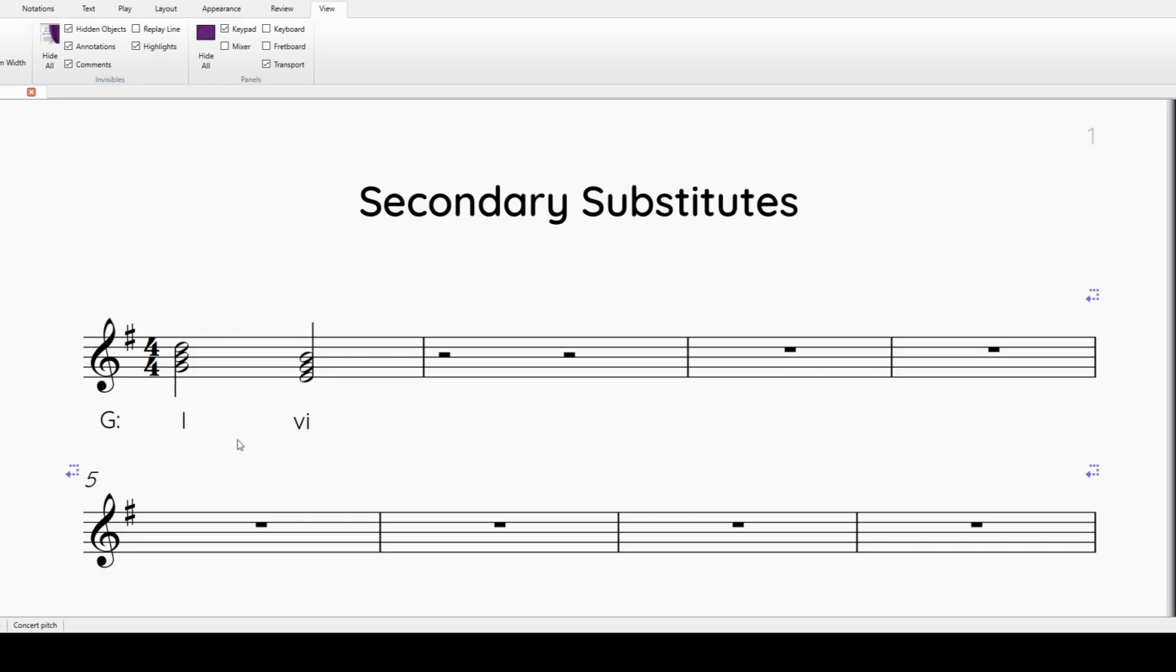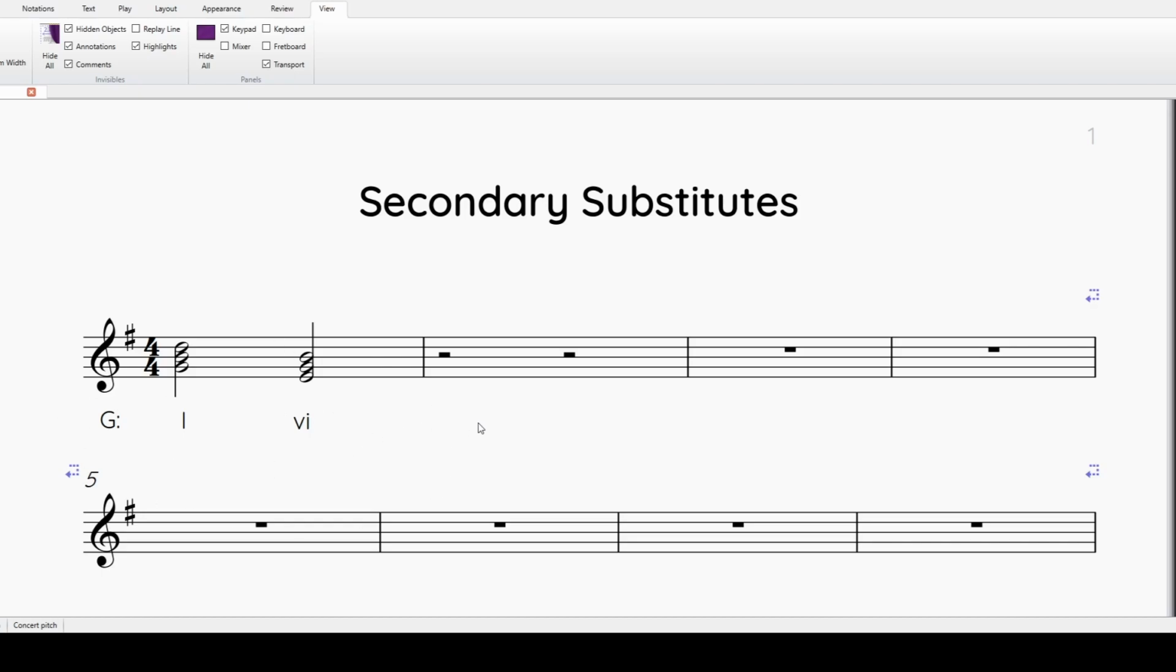Now the reason why chord 6 can be used as a substitute for chord 1 is for two reasons, and that is that they both share two notes in common between the two chords. Those notes in this case being G and B. Another reason why it works so well is because the bass notes, or the lowest notes, are literally a third apart from one another. So that is our first secondary substitute.